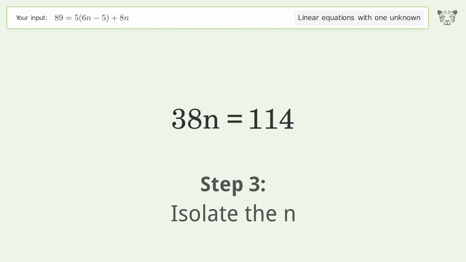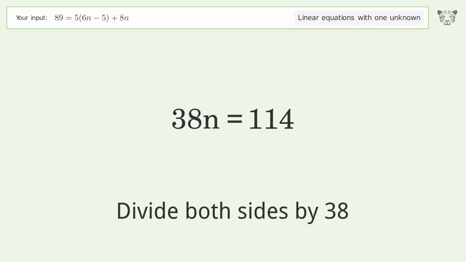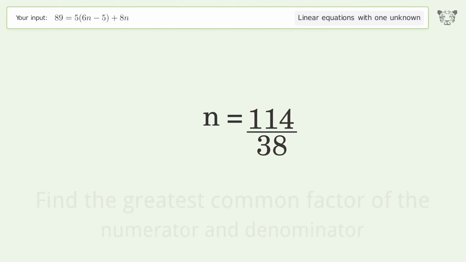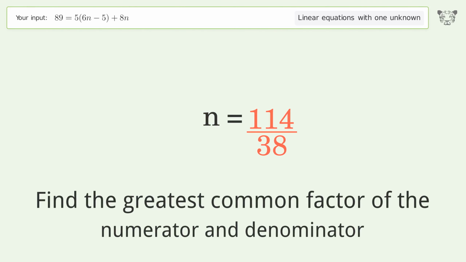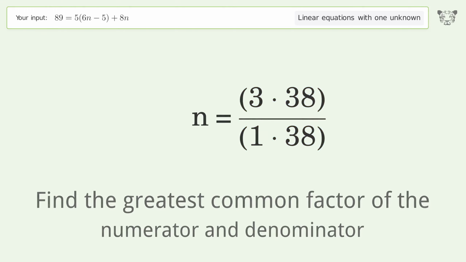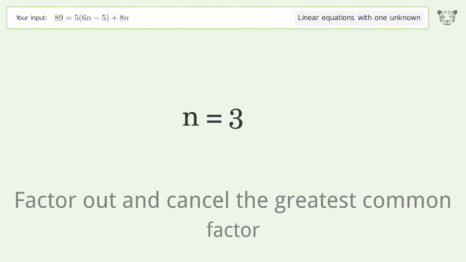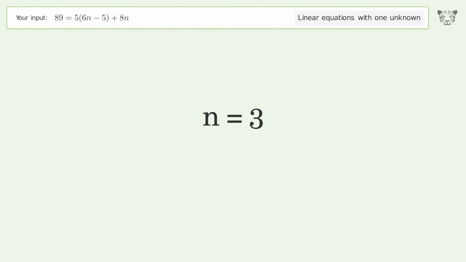Isolate the n. Divide both sides by 38. Simplify the fraction. Find the greatest common factor of the numerator and denominator. Factor out and cancel the greatest common factor. And so the final result is n equals 3.